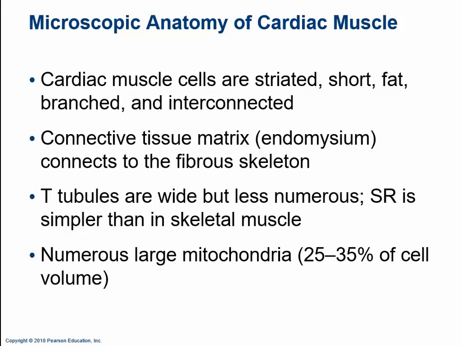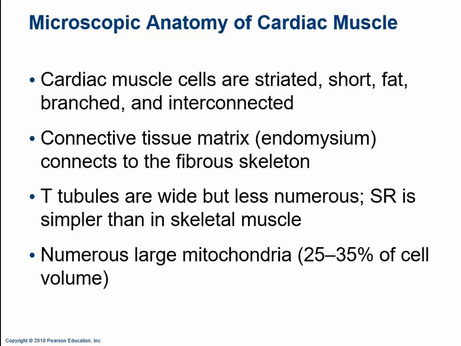So there is the same sort of thing, that there's an endomysium, the same as in skeletal muscle, but it's connected to the fibroskeleton of the heart rather than to a tendon that will go to a bone. There are fewer T-tubules, but they are bigger, and the sarcoplasmic reticulum, which stores the calcium, as you remember, is less developed.